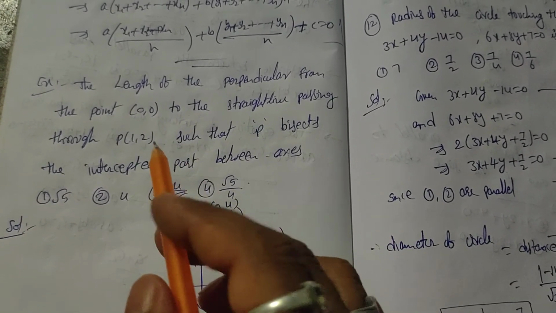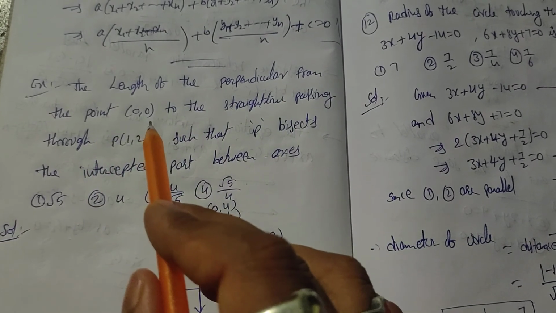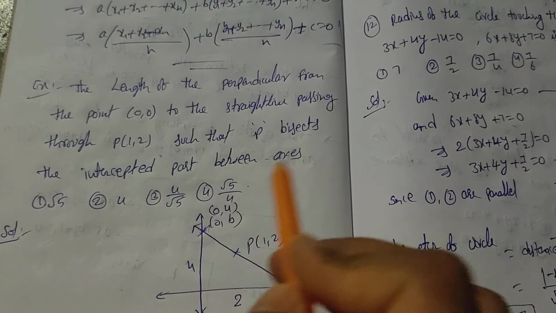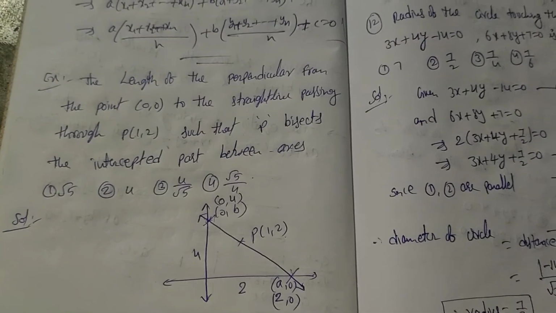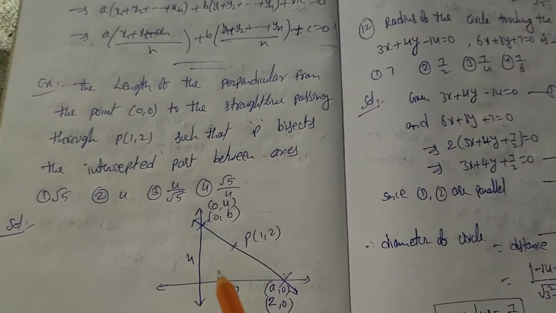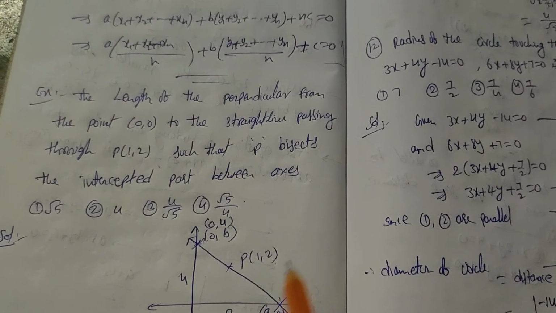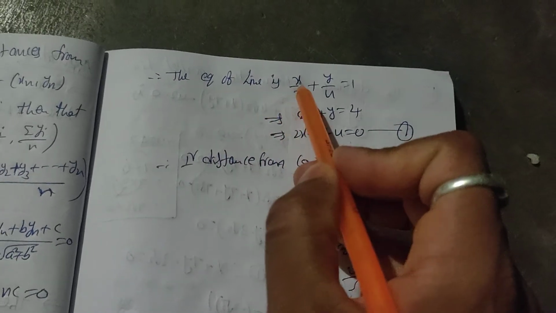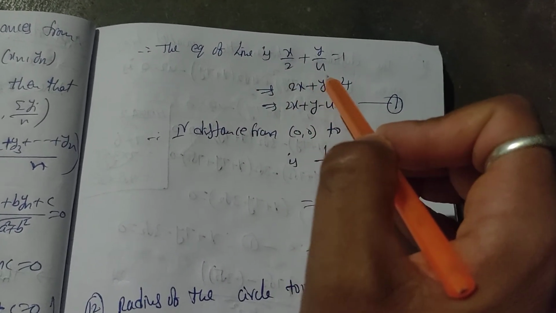So what he is asking is the length of the perpendicular from the origin (0, 0) to the straight line passing through P(1, 2) such that P bisects the intercepted part between the axes. Now he is asking us to find the perpendicular distance from the origin to this straight line. So first we have to find the equation of that straight line. That straight line is nothing but x by 2 plus y by 4 is equal to 1, since the x-intercept is 2 and the y-intercept is 4.